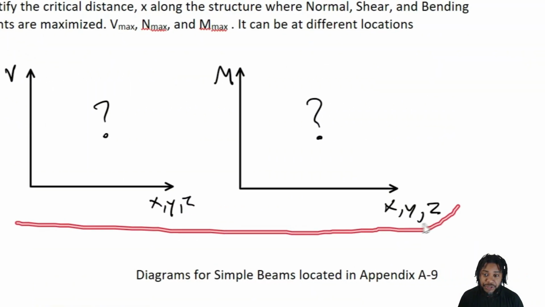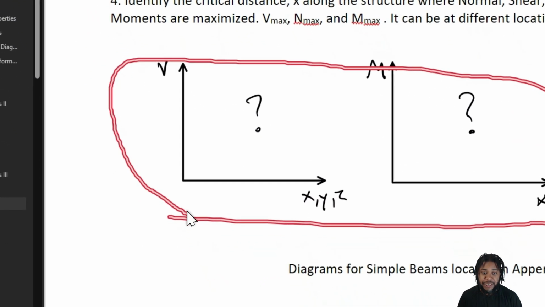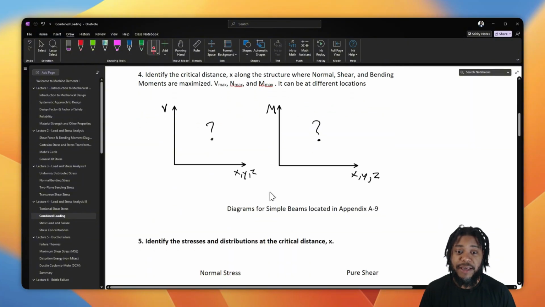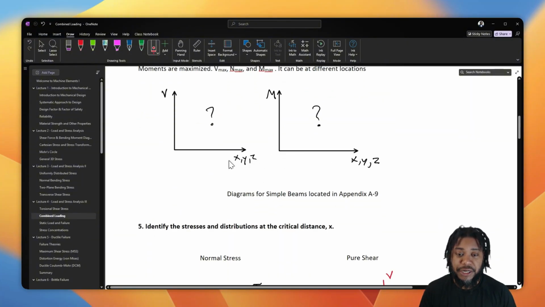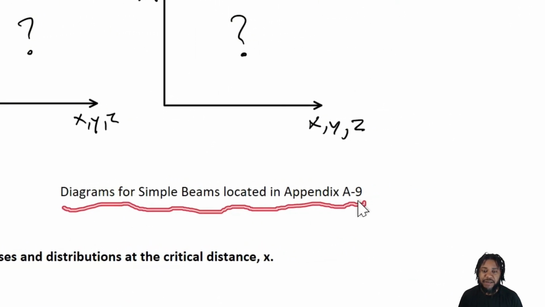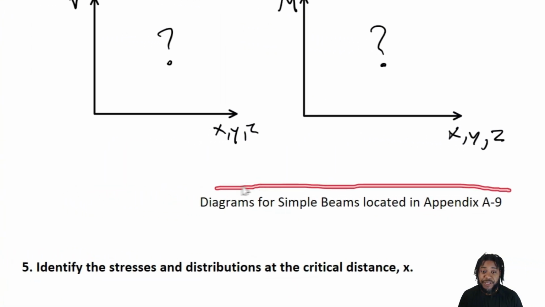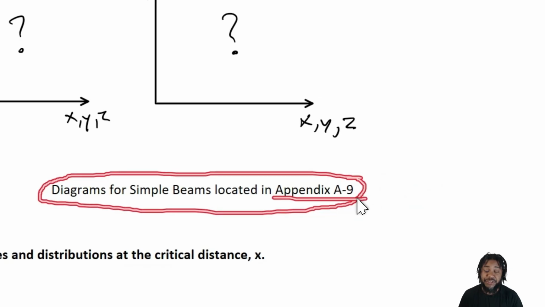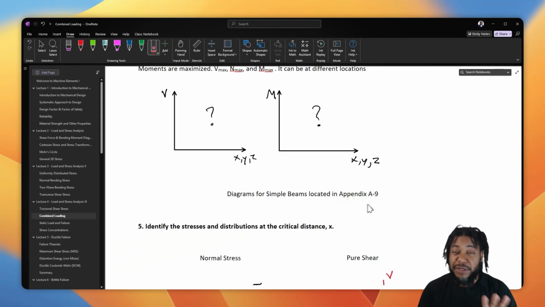So we need to draw these diagrams. We need to figure them out. And we can either use integration or we can use singularity functions to help us solve for them, right? So now, once we found those critical locations, let's note that for some simple beam geometries and loading conditions, the shear force and bending moment diagrams are actually given in the appendix for a few simple cases, something that could be useful during an exam.